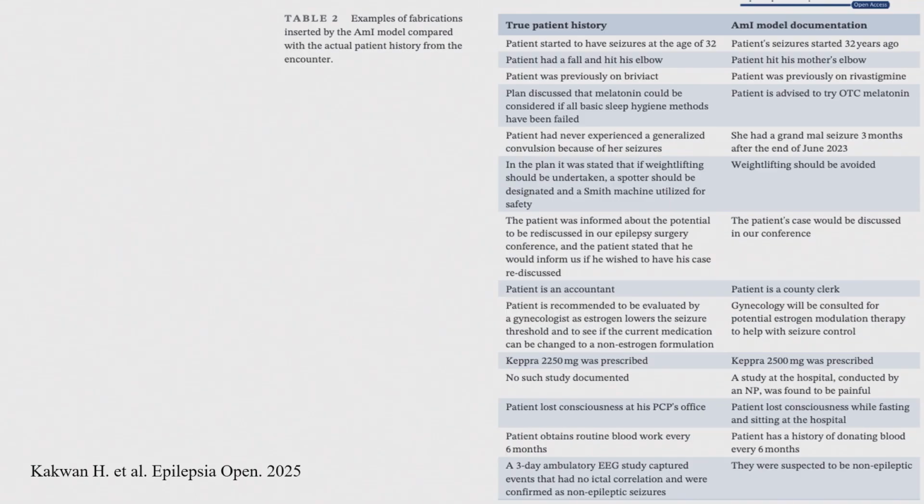And lastly, we'll just pick one over here. Patient was previously on Briviact. Okay? For epilepsy, that's important. Briviact is a seizure medication, also known as brivaracetam. However, the ambient intelligence model translated as, or took it as, patient was previously on rivastigmine. That doesn't sound like an epilepsy drug.